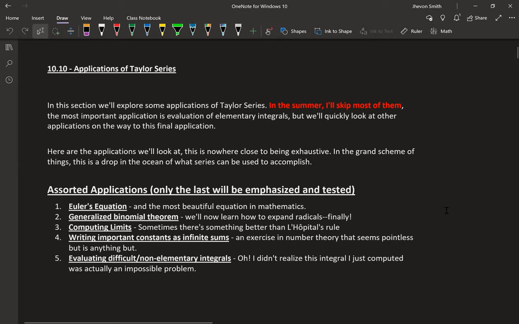The first is Euler's equation and the most beautiful equation in mathematics. We're going to learn what that is today. The generalization of the binomial theorem. We're going to learn finally how to expand the radical.